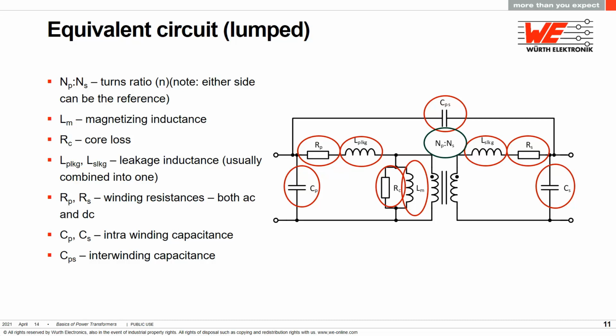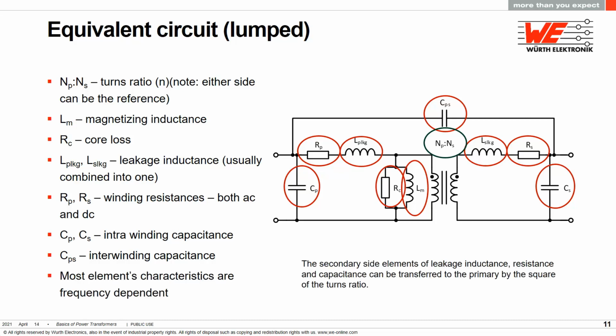gallium nitride. It's interesting to note that all the elements circled in red are frequency dependent, so they're impedances, not fixed values. The only thing that is fixed is the DCR, but there is an AC component to this winding resistance, and that would be frequency dependent. AC winding resistances and core losses are challenging to model, and several interesting methods have been proposed over the years, but we can't cover them here. Sometimes you'll see all the secondary side elements transferred to the primary side, and this can be done by the square of the turns ratio because they're all impedances.